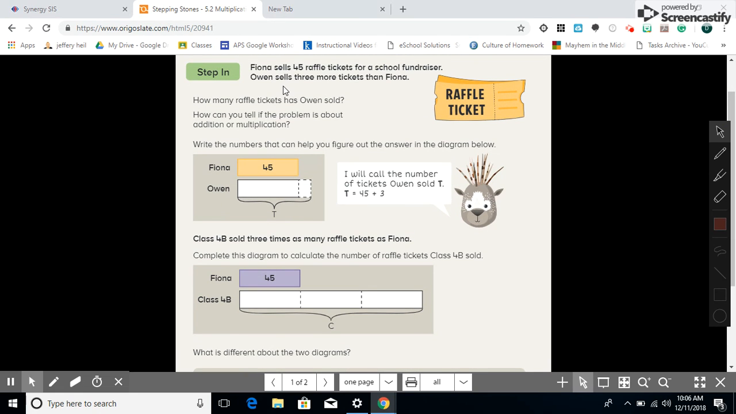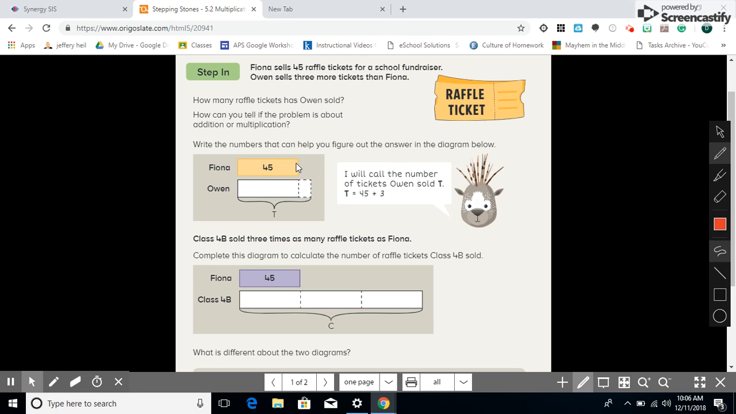Step in says, Fiona sells 45 raffle tickets for a school fundraiser. Owen sells 3 more tickets than Fiona. How many raffle tickets has Owen sold? How can you tell if the problem is about addition or multiplication? Write the numbers that can help you figure out the answer in the tape diagram below.